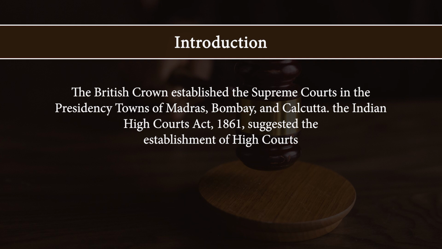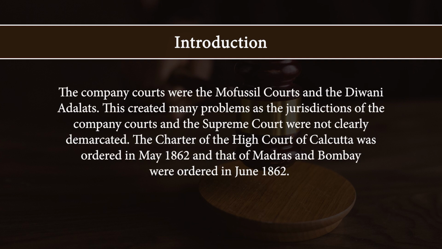The Indian High Courts Act 1861 suggested the establishment of high courts. The company courts were Mofussil courts and Diwani Adalat. This created many problems as the jurisdiction of the company courts and the Supreme Court were not clearly demarcated. The charter of the High Court of Calcutta was ordered in May 1862 and that of Madras was ordered in June 1862. Well, the order for the Bombay court was also in the year 1862.